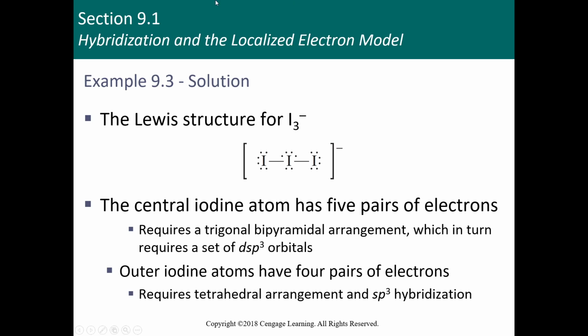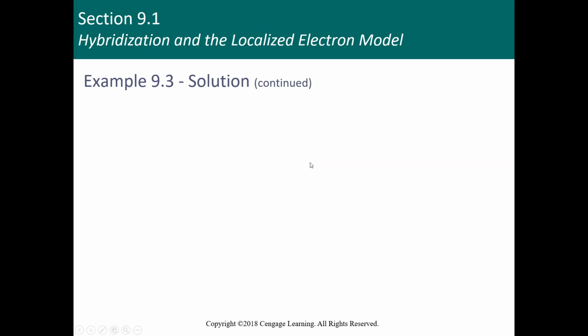All right. Now, the outer iodine atoms. Again, we count up our groups. So 1, 2, 3. That would be 3 groups right there. They're non-bonding lone pairs. And then 1 that's in a bond. And so that's a total of 4. And as we remember, 4 is sp3 hybridization. And that would mean a tetrahedral arrangement. And then this one's the exact same, so whatever, we're done with that.